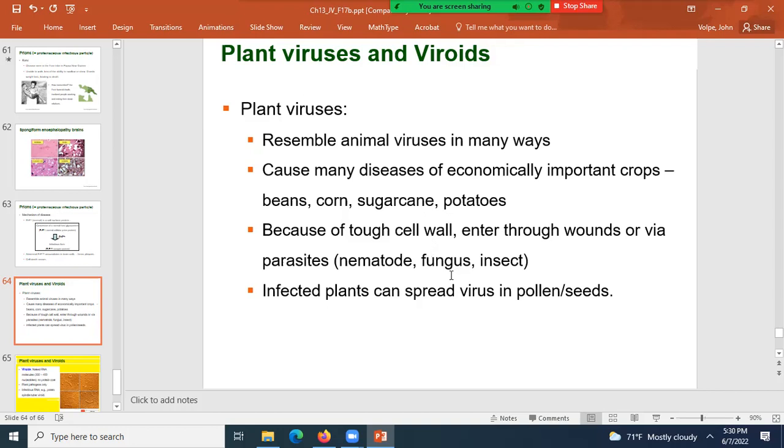And then infected plants can spread the virus in pollen or seeds, as well as an insect can land on the infected plant and then carry the disease to another plant. Any question about plant viruses? We're not going to talk about plant viruses because they don't infect humans, but that's all I wanted to say.